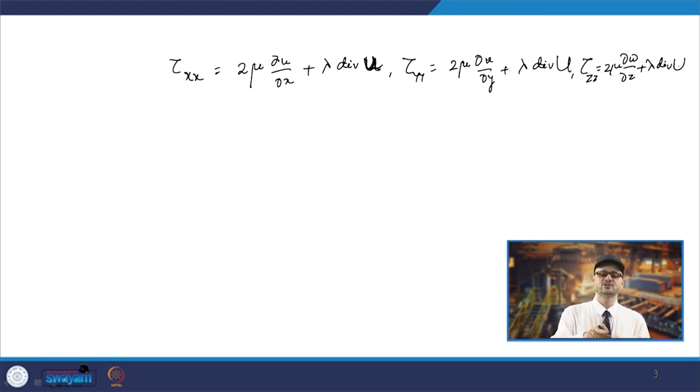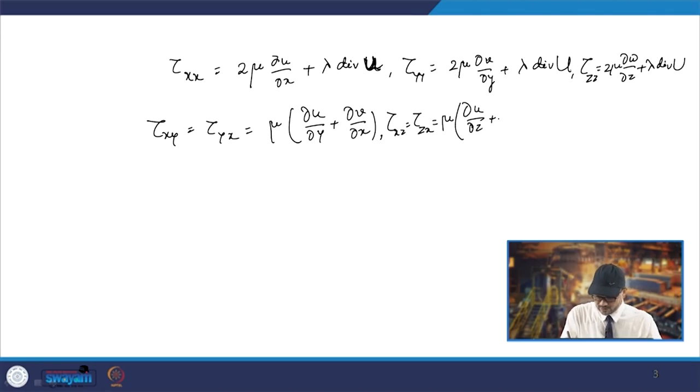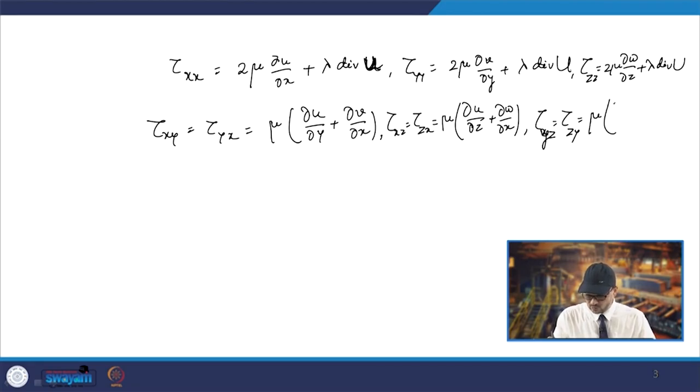So that way we have these three stress components, and out of the 9, 6 are independent. Basically tau xy will be taken as tau yx, and this will be mu times dou U by dou Y plus dou V by dou X. Similarly, tau xz equals tau zx, so that will be mu times dou U by dou Z plus dou W by dou X. And tau yz or tau zy will be mu times dou V by dou Z plus dou W by dou Y. So that way you have the viscous stresses.